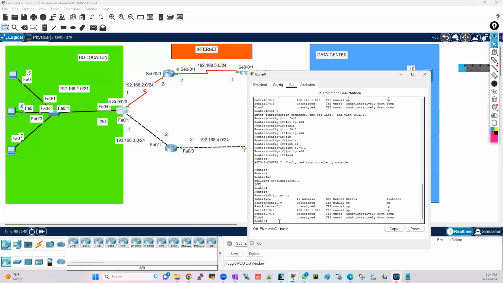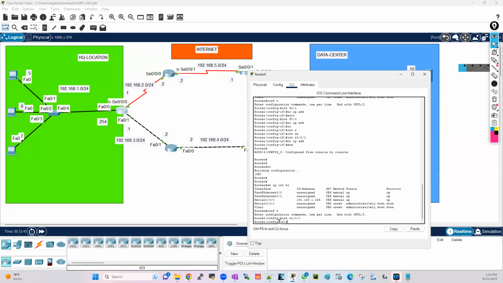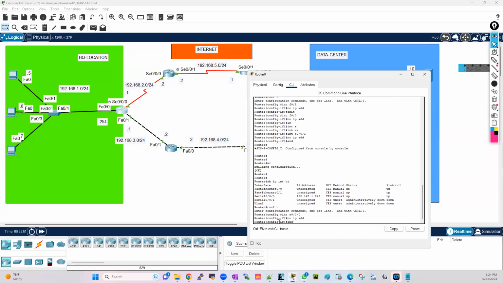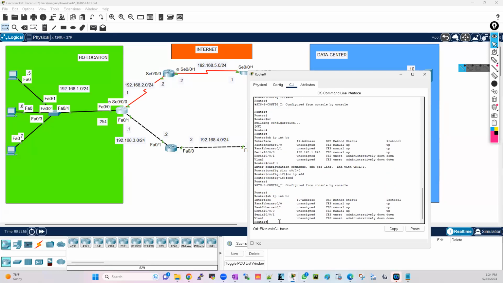Let me quickly go back. Interface serial 0/0/0, no ip address, and then show. We see that everything is gone. So now we will go down to configure our own based on our own topology.